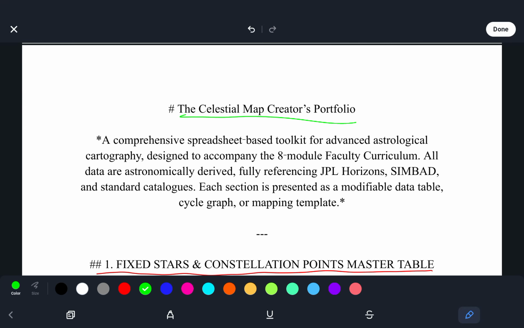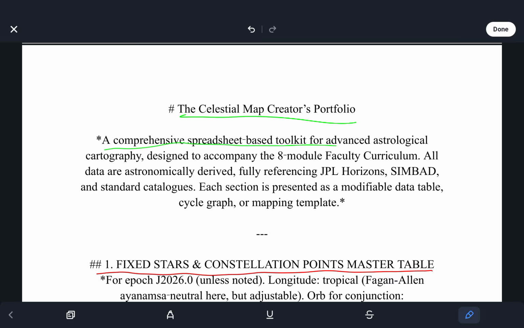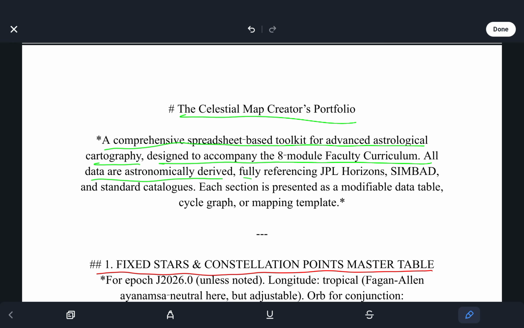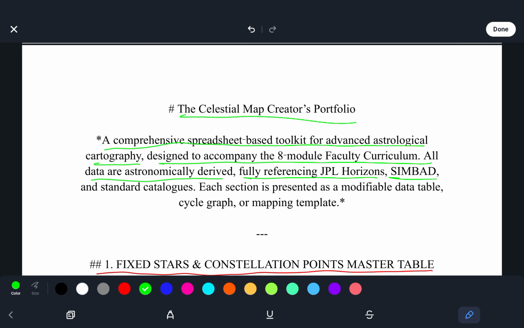The Celestial Map Creator's Portfolio, a comprehensive spreadsheet-based toolkit for advanced astrological cartography designed to accompany the 8-module faculty curriculum. All data are astronomically derived, fully referencing JPL Horizons, SIMBAD, and standard catalogs. Each section is presented as a modifiable data table, cycle graph, or mapping template.